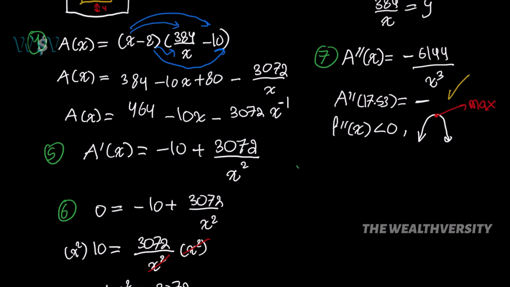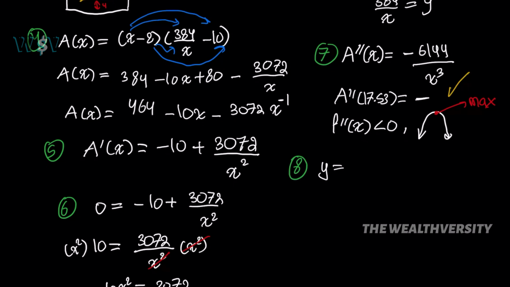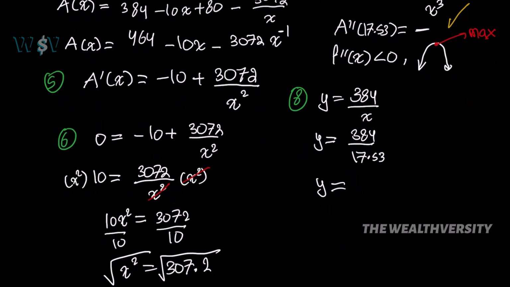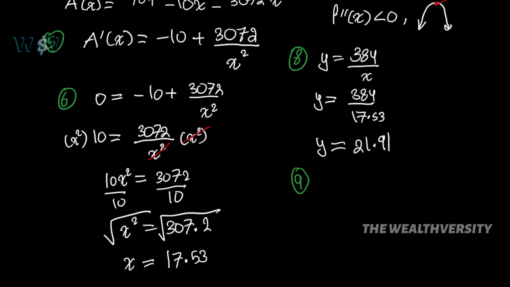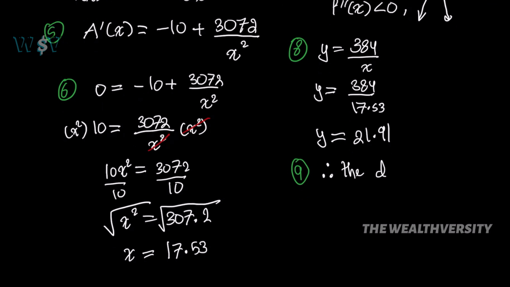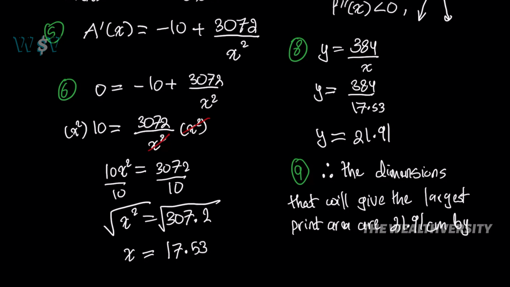We still have to find the other dimension y. So we use y is equal to 384 divided by x and sub 17.53 into x to find y, and we get that y is 21.91 centimeters. The last step is writing a therefore statement which states that the maximum print area will have the dimensions of 21.91 centimeters by 17.53 centimeters.